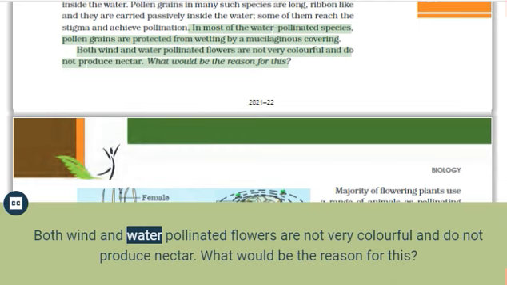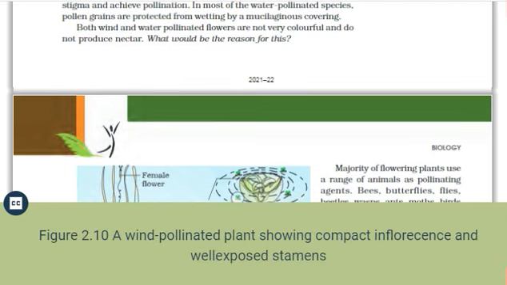Both wind and water-pollinated flowers are not very colorful and do not produce nectar. What would be the reason for this? Figure 2.10: A wind-pollinated plant showing compact inflorescence and well-exposed stamens.